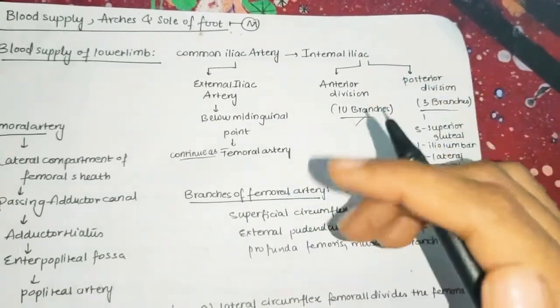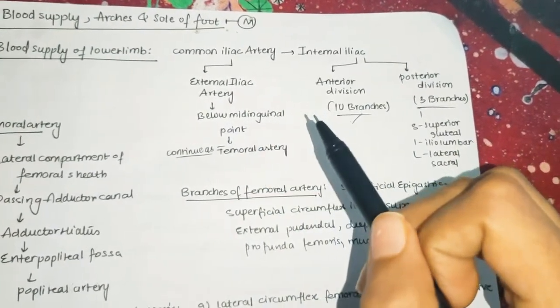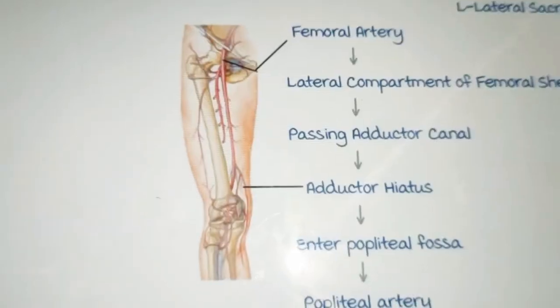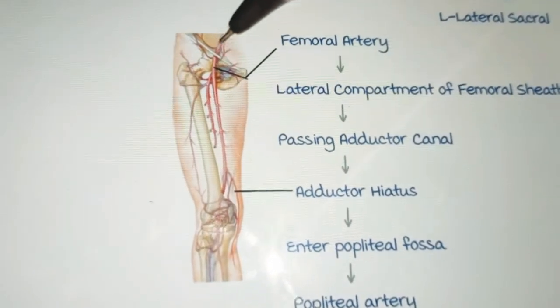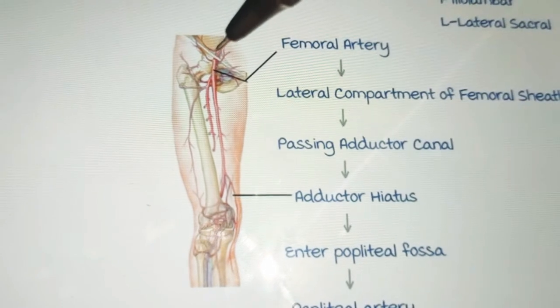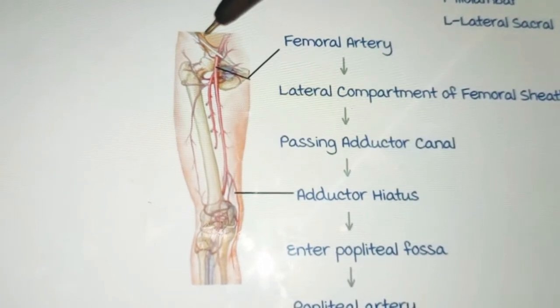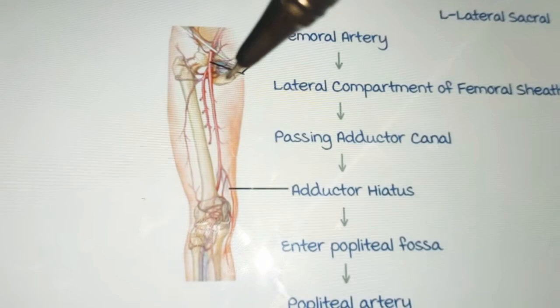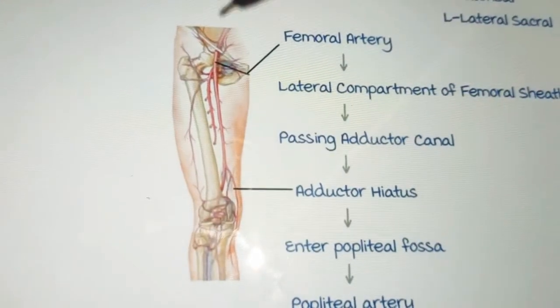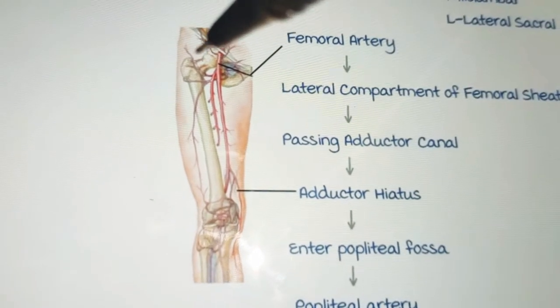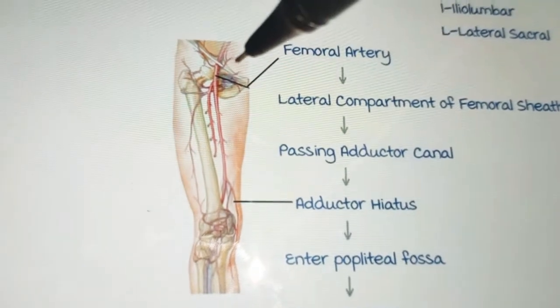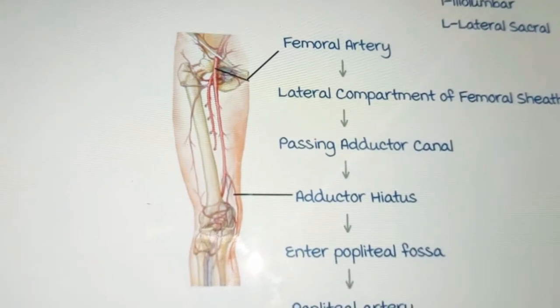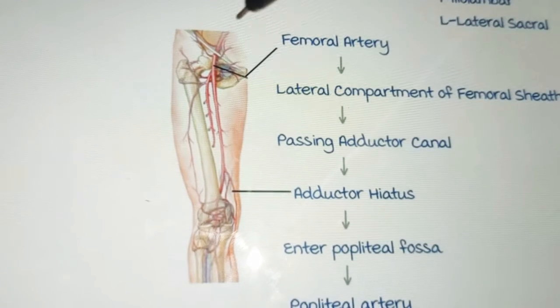Let me show whatever I explained by means of a diagram. In this diagram you can see this is the common iliac artery. This common iliac artery is in turn divided into the external iliac and internal iliac, right? The external iliac below the mid-inguinal point, over here you can see, is continuing as the femoral artery. This one is the femoral artery, which is coming below the mid-inguinal point. So this is the external iliac artery.